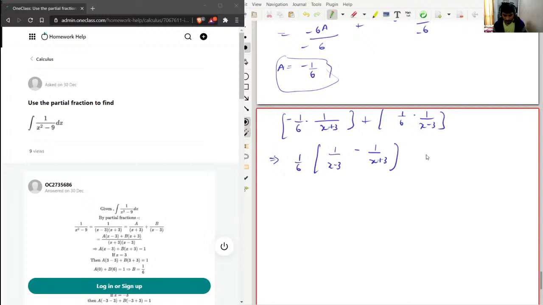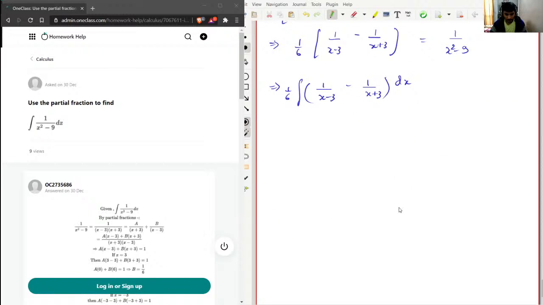Now this was nothing but equal to 1 over x square minus 9. So I'll just substitute the value of this 1 over x square minus 9 back into our original differentiation term, or sorry, integral term. So this will be 1 over 6 I can take outside. This will be 1 over x minus 3 minus 1 over x plus 3, and this will be dx.